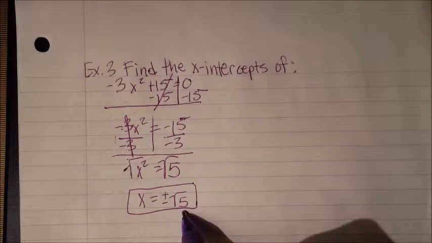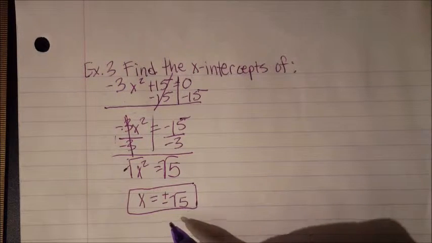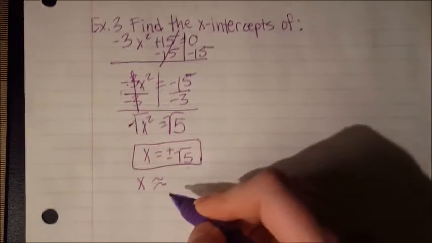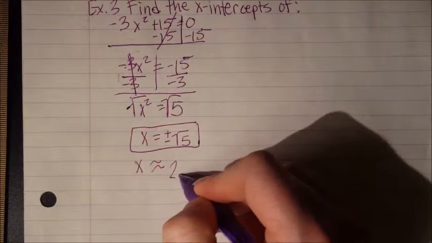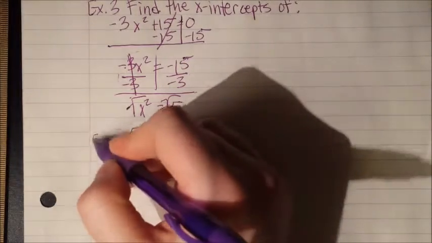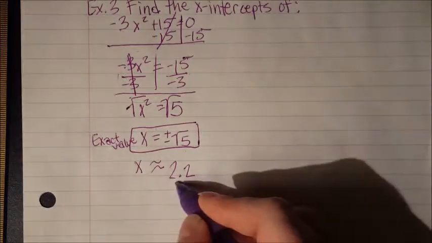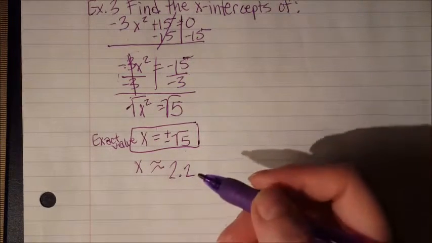For graphing purposes, I have no idea where square root 5 is on the graph, so I would like to know approximately what the decimal is. The decimal is approximately 2.2. So this one here is the exact value, and the squiggly equal sign means approximate.